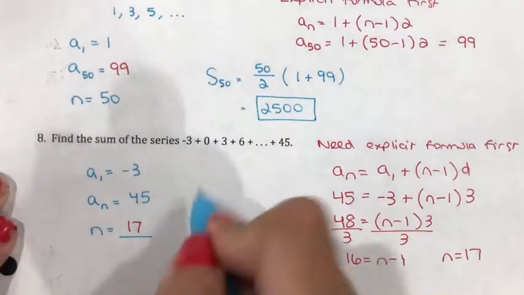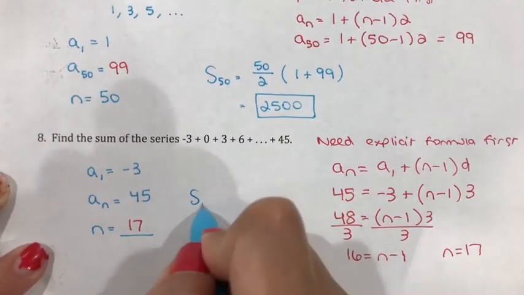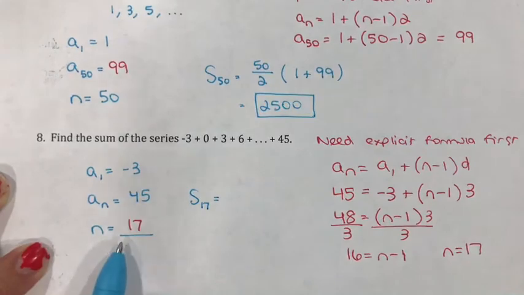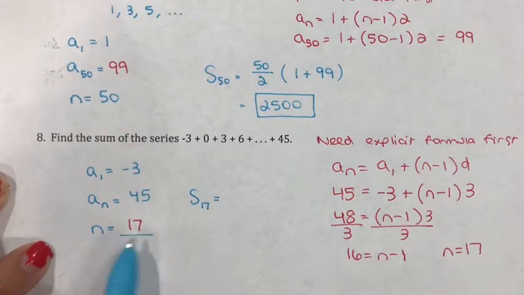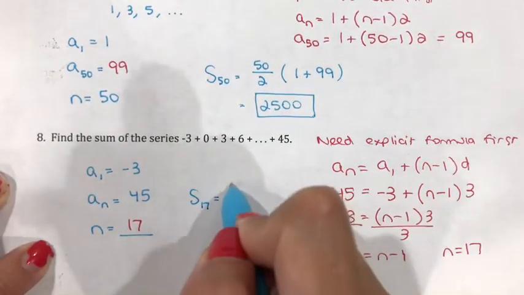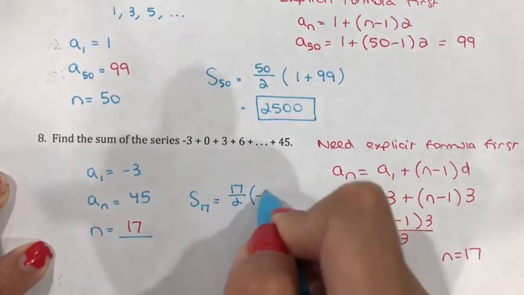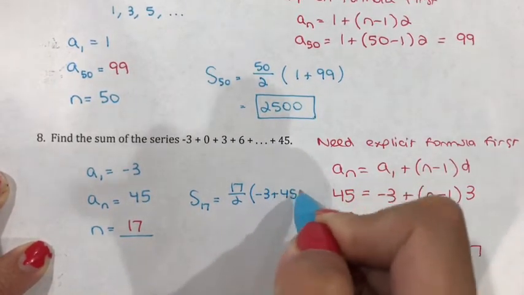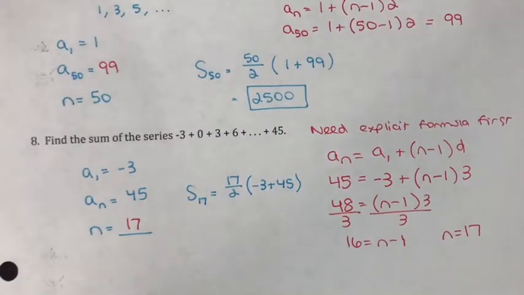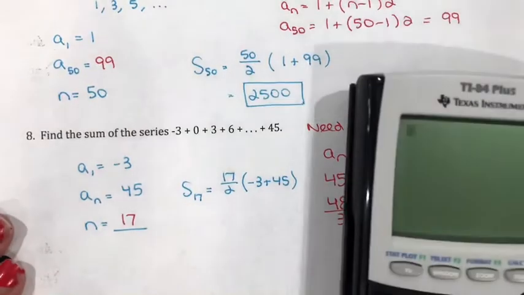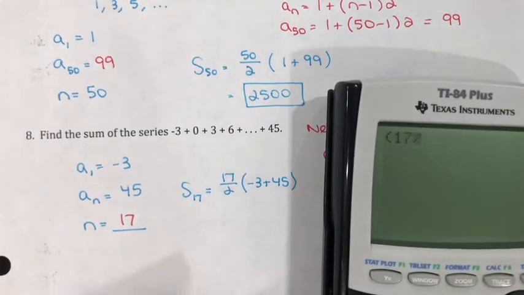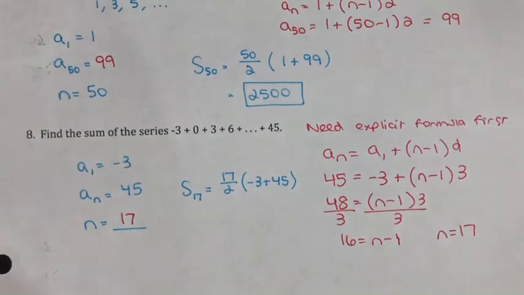And now we have enough information to use our sum formula. So we want the sum of the first 17 terms. First and last, we're adding them together. And plug it into our calculator. We end up with 357.